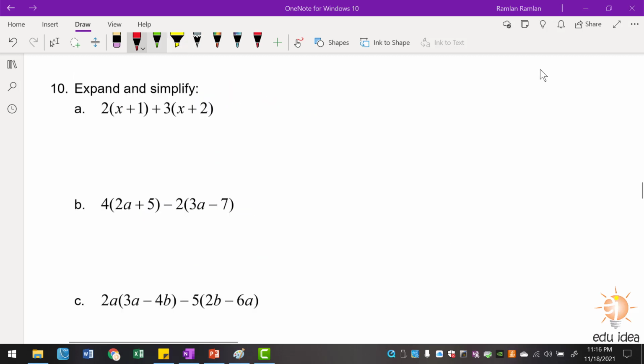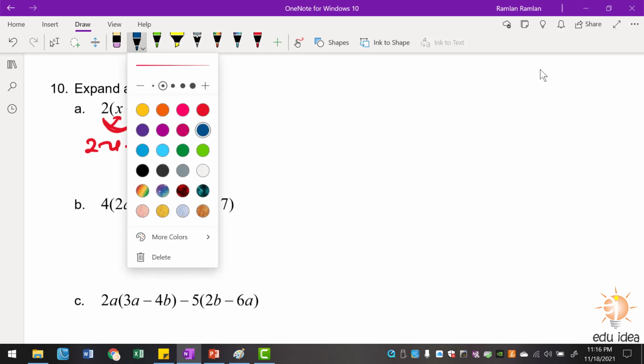Okay, next up, number 10, expand and simplify. So basically this is the same thing as expanding, but when you have like terms, you need to simplify them. Okay, so let's do the same thing as before. We're expanding the bracket. Using the distributive property, multiply the 2 by the x, we get 2x, and then the 2 by the 1, we get plus 2. Okay, so that is for that one.